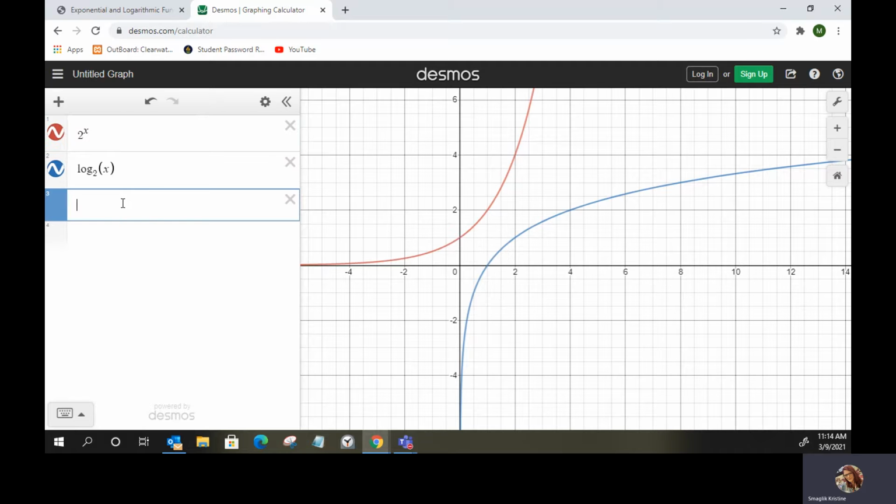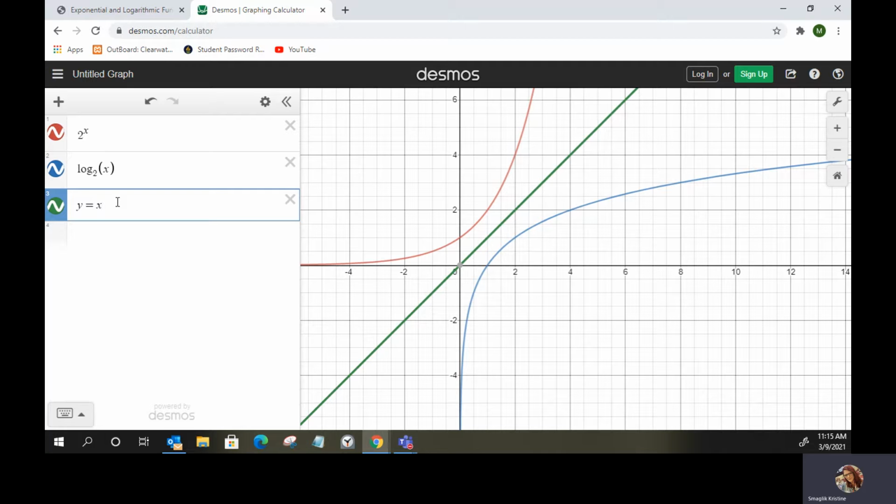Now also notice, if you remember from geometry, reflections across the line y equals x. So there's my line y equals x. Now if you could imagine picking this graph up, folding it on that green line, that y equals x. Well, your exponential and your logarithmic graphs would be right on top of each other. They're symmetric about the line y equals x. They are reflections across that line.